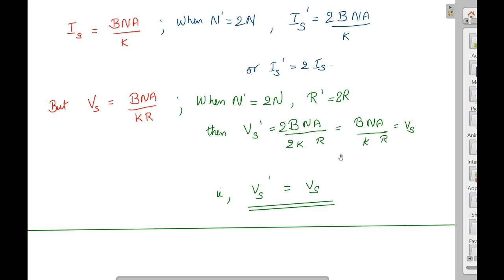So here we have seen that even though we are doubling the number of turns, the current sensitivity doubles, whereas the voltage sensitivity remains constant.